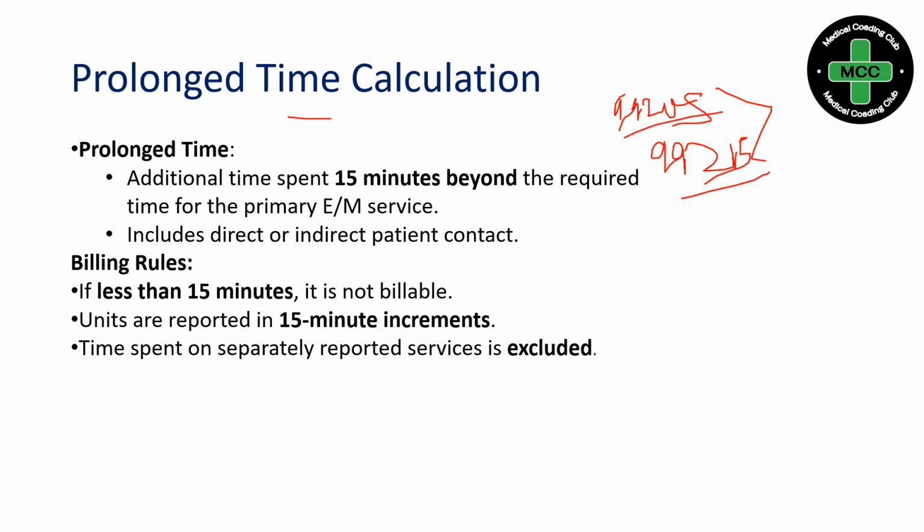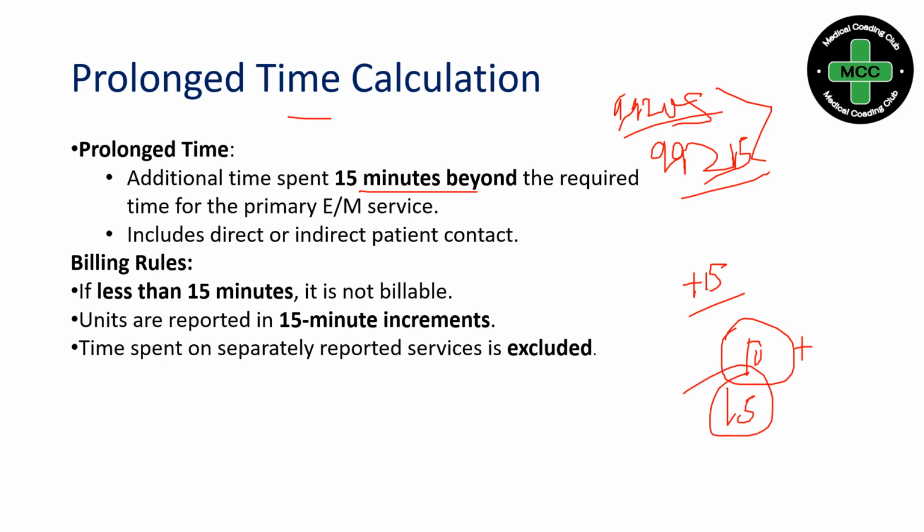Additional time spent 15 minutes or beyond. So prolonged services we will use: if we have any additional extra 15 minutes, we will code the prolonged service code along with the highest E&M level. And billing rules: if less than 15 minutes, say for example you are getting 10 minutes additionally, those 10 minutes will not be eligible to code prolonged service. Minimum you need 15 minutes.